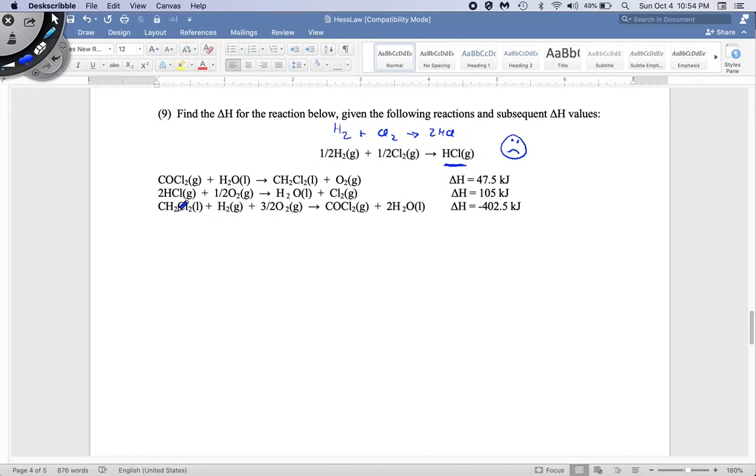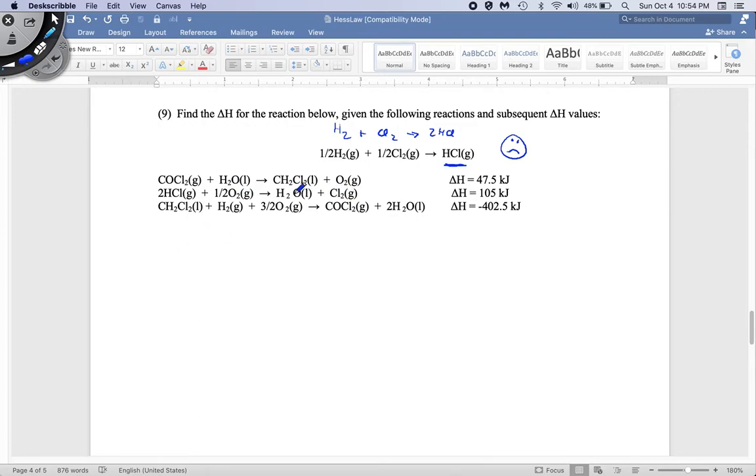Okay, so let's look for some orphans here. I've got a COCl2. That does not appear. Oh, it appears here. Okay, so I don't care about that thing. HCl only appears 1 time in all of these puzzle pieces, and it's on the wrong side. So I'm going to flip this.